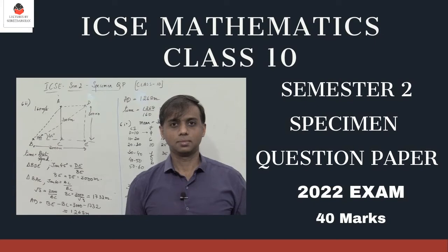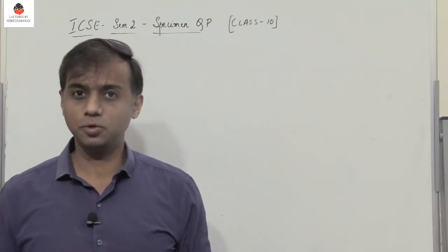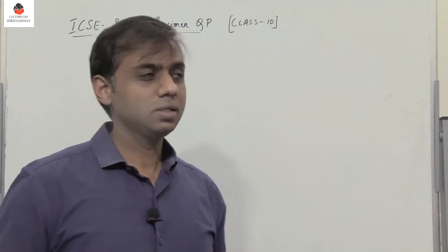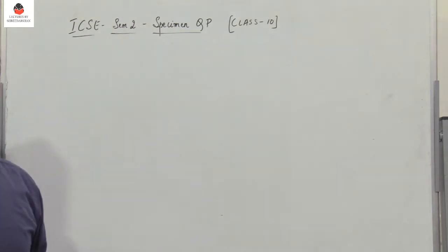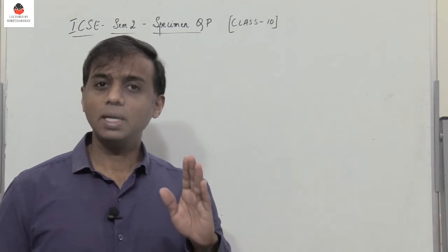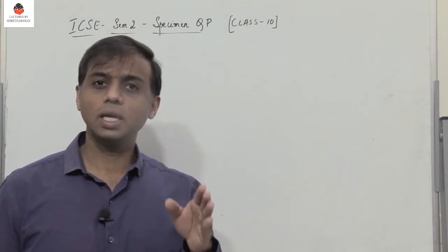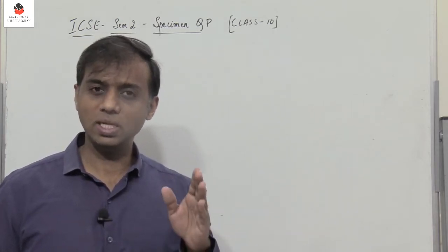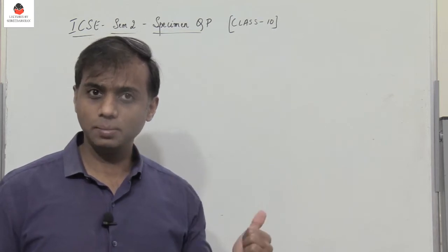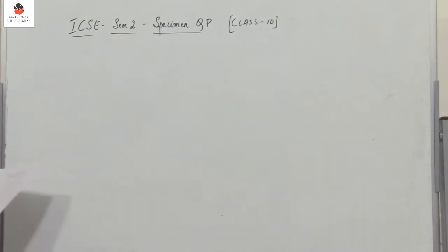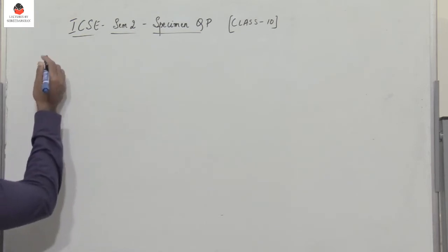The ICSE board has released a specimen question paper for term 2 a few days back. It's a very simple question paper having two parts. Part A consists of 10 multiple choice questions where you need to answer all the 10 of them. So we'll begin with part A. Section A, attempt all questions. They're all multiple choice.